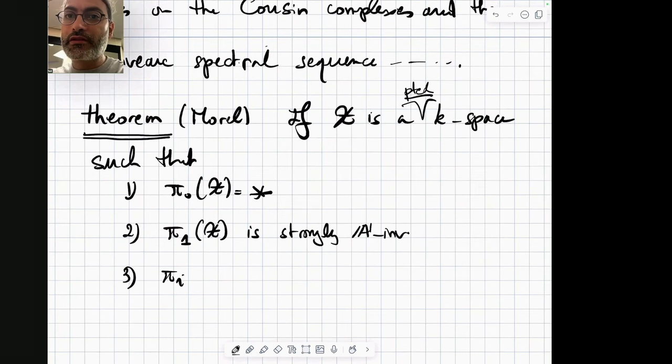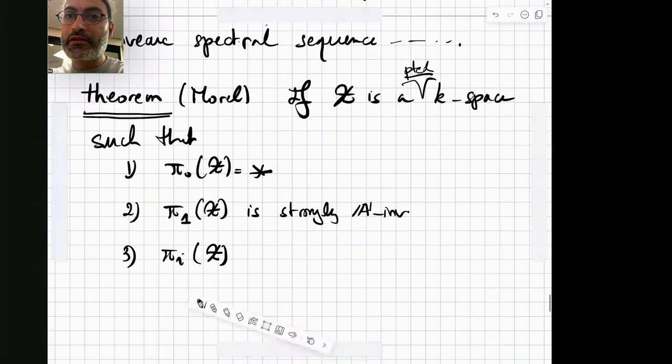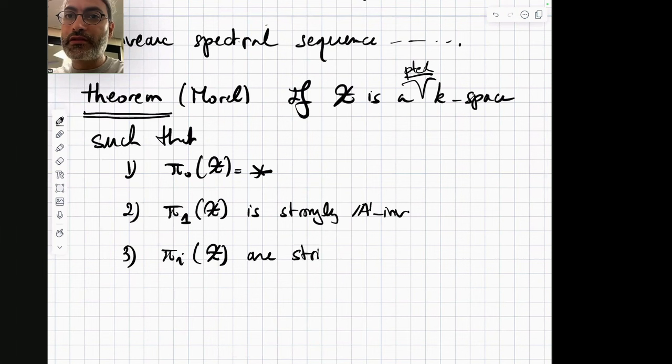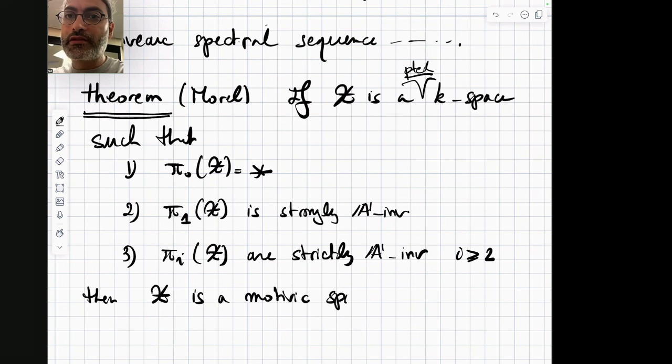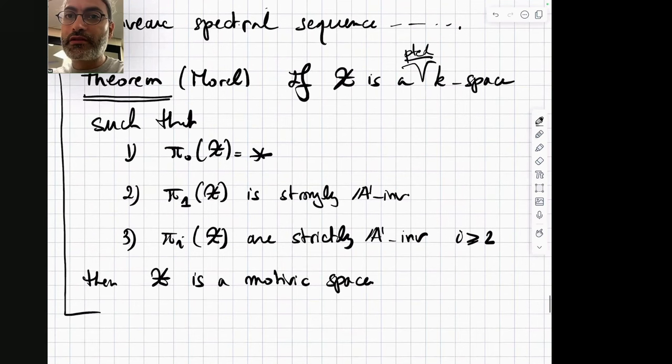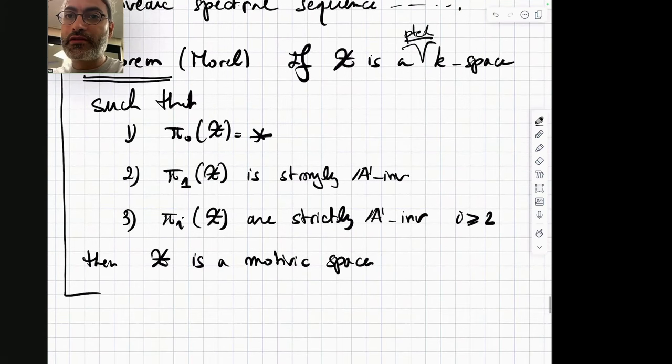and the pi i's, so these are the naive homotopy sheaves, I'm not taking the A1 ones here, are nontrivial. Otherwise it could be an empty condition, right? So the pi i's are strictly, and I could also say strongly here, but since it's the same notion, strictly A1-invariant for i bigger than two, then X is motivic. So if for some space you can compute the pi i's and show that they are so, then your X is motivic. Right. Okay, so that's a fact.